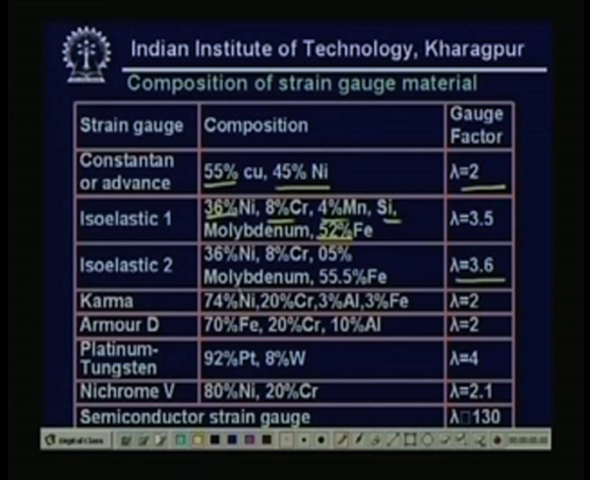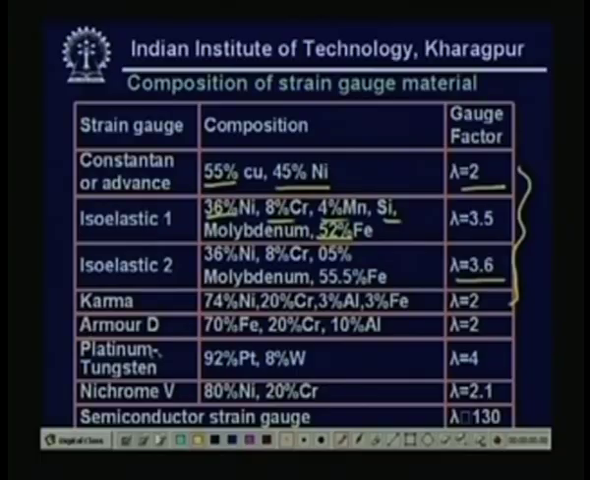Karma, which is lambda equal to 2. What is the use of these, you will find the applications will be different. It has 74% nickel and 20% chromium, because strain gauges are used for various environments. Somewhere you will find a reducing atmosphere, somewhere an oxidizing atmosphere, somewhere a very corrosive atmosphere. So, for all these different applications you have to use a different type of strain gauge. Then we have armour D, which is 70% iron, 20% chromium, 10% aluminum, lambda is the same.